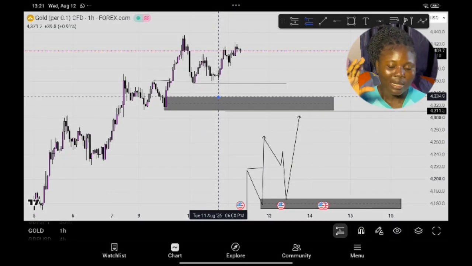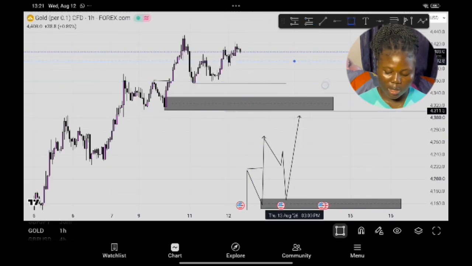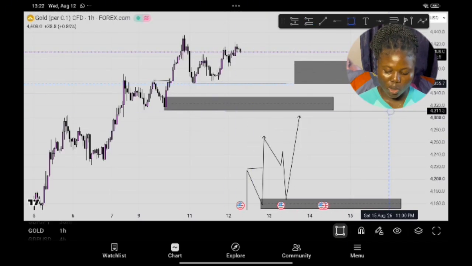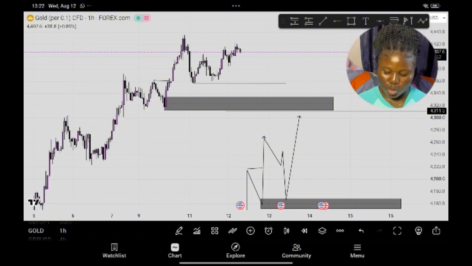And also the tools you need to use, there are tools to all these things. So if you want to mark your order block, you use this box here. This box, this is what you use as your order block. Then if you want to mark your trend line, you use the trend line tool.